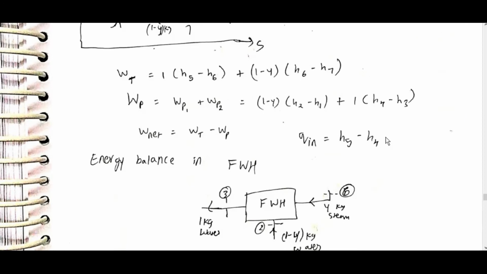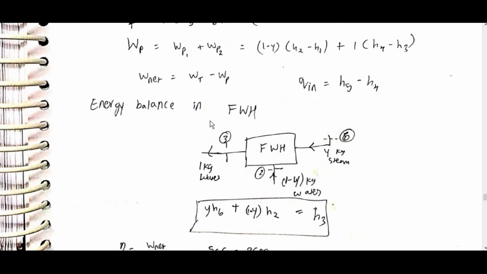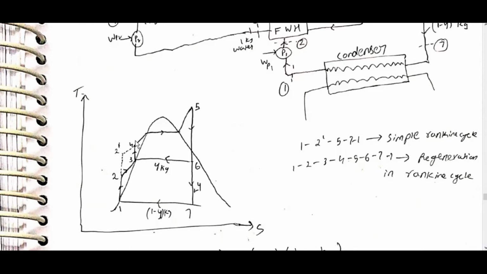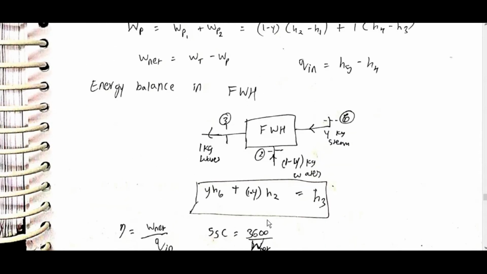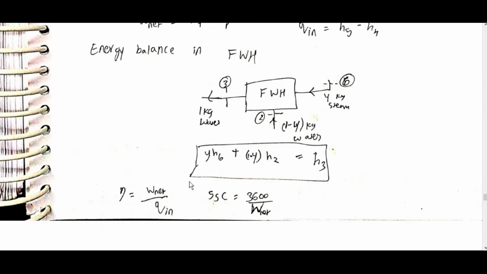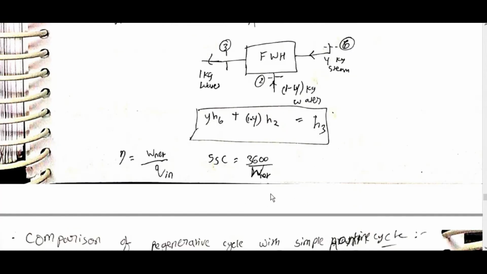Qin is equal to H5 minus H4. Energy balance in feed water heater. Y kg steam from 6, 1 minus Y kg water from 2, 1 kg water at 3. Y H6 plus 1 minus Y H2 is equal to H3. Efficiency is equal to W net by Qin. SSC is equal to 3600 by W net.